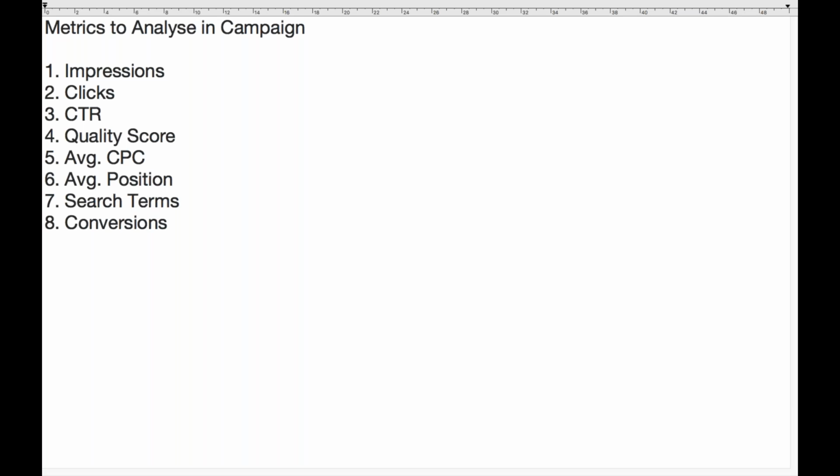And then 6, what is your average position? Is your website available on the top 4 positions? Is it available at the bottom 3 positions? Where you are available, that really matters.